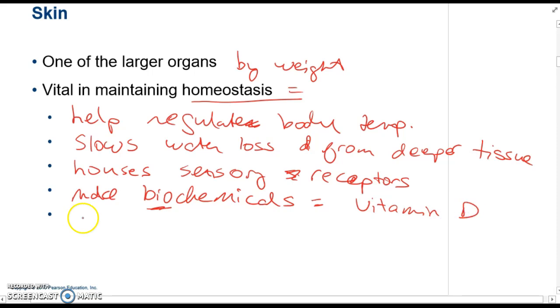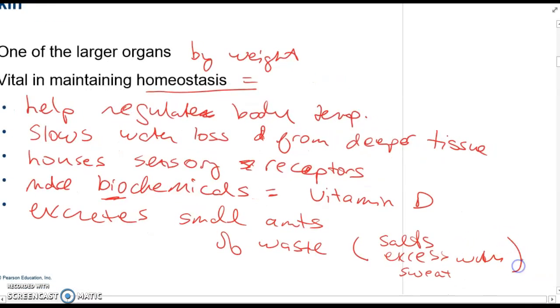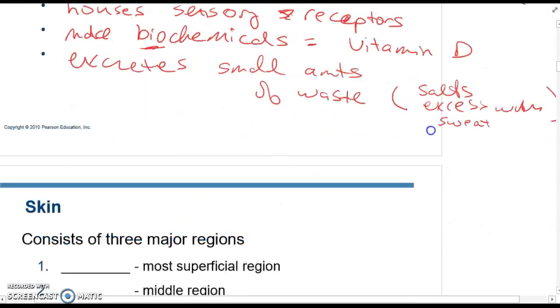And the next thing that the skin does is that it excretes small amounts of waste. And that waste could be salts, it could be, what else? Extra water, excess water, something else. And then sweat would be something else, that waste. Okay? So those are 5 main things. Just kind of understand what each one of those means.